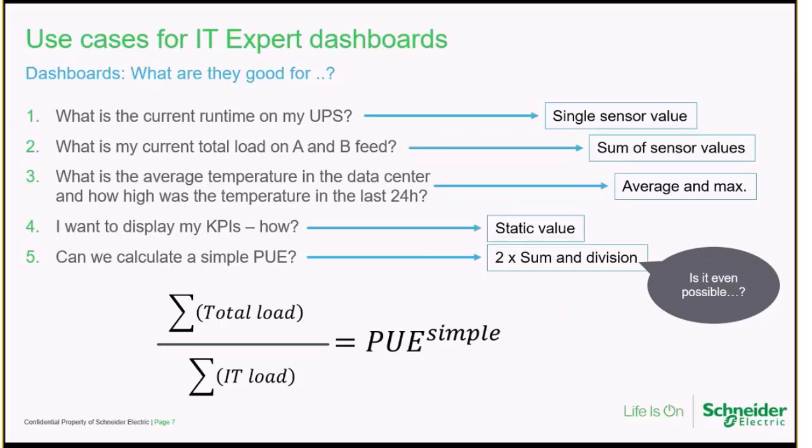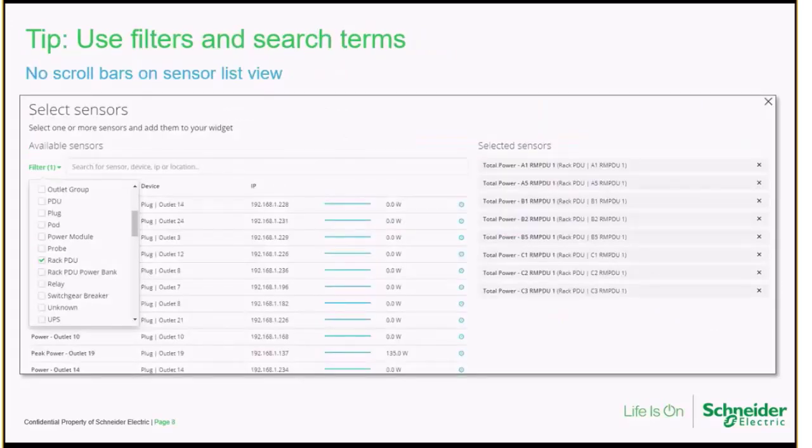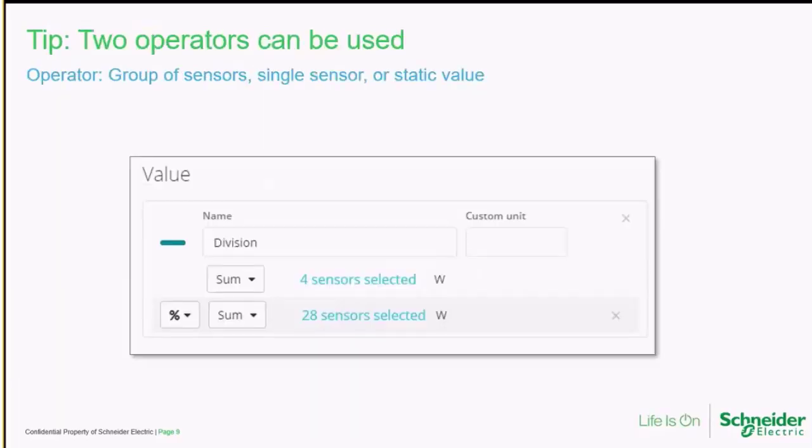So that was my use cases. It was possible, yes. So some of the tips I would like to share is use the filters when you search for sensors. We can use 2 operators, as we saw on the PUE, but we can only use 2. So we can divide or summarize or subtract 2 numbers or 2 groups of numbers, but that's what we can do. But it gives us a lot of flexibility.